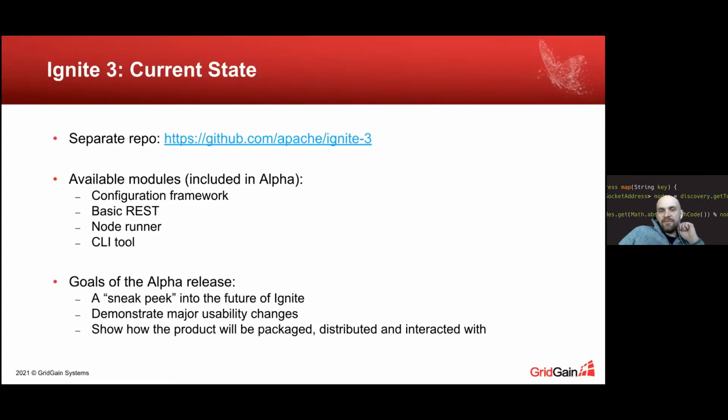So what we have right now is the alpha release that was released recently, at the beginning of January. It has the first basic features that we think are the foundation for the future Ignite 3. First of all, this is the configuration framework. One of the changes that we expect in Ignite 3.0 is a new approach to configuration.